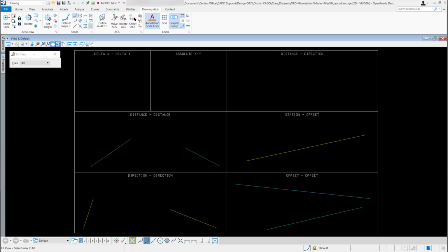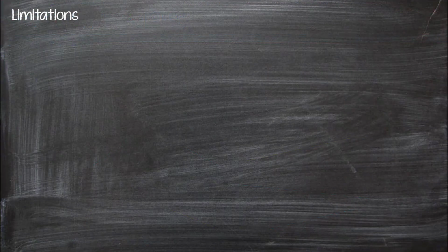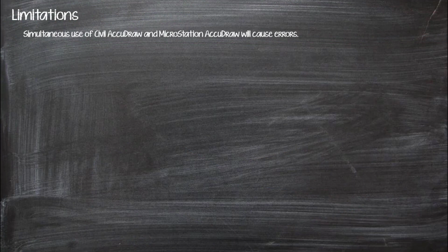In general, Civil Accudraw works in a similar way to MicroStation Accudraw. However, there are some differences and some limitations. Here are some of the limitations. Simultaneous use of Civil Accudraw and MicroStation Accudraw will cause errors. So Civil Accudraw and MicroStation Accudraw do not work together very well, and it is highly suggested to use either one or the other, because if you use them both at the same time, it could cause MicroStation to crash.